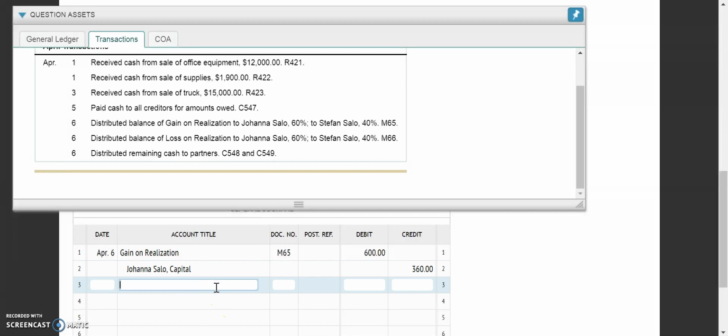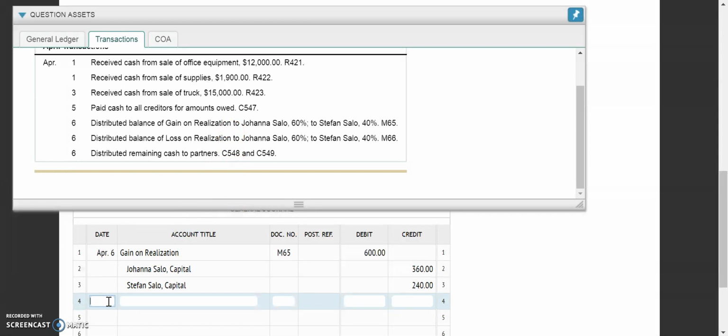And same thing for Stefan Salo, maybe? I'm not sure how you say that, but we're making it work. So the 40% of 600 goes to him, which is 240. And that is the first transaction there, the gain on the realization.